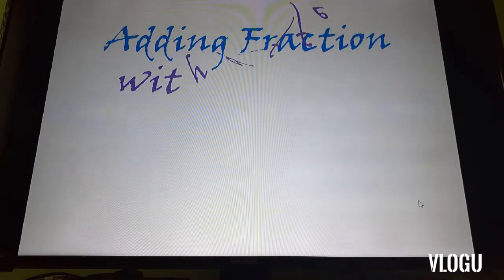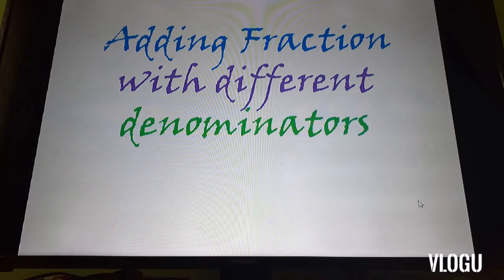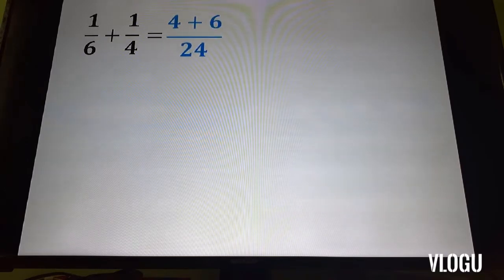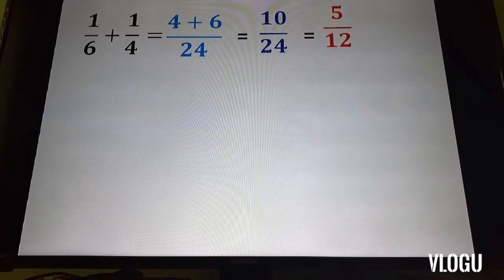What about if I have to add fractions with different denominators? Let me give you an example. If I have 1 over 6 plus 1 over 4, that is equals to, my partial answer is 4 plus 6 over 24. That would also be equals to 10 over 24 and also equals to 5 over 12. But the question is, how is it being done?